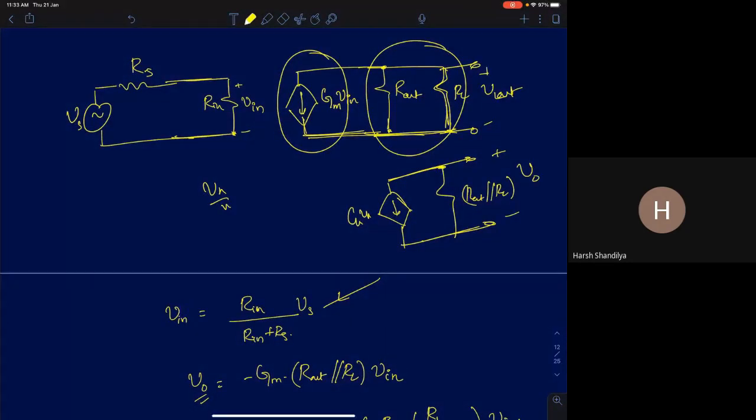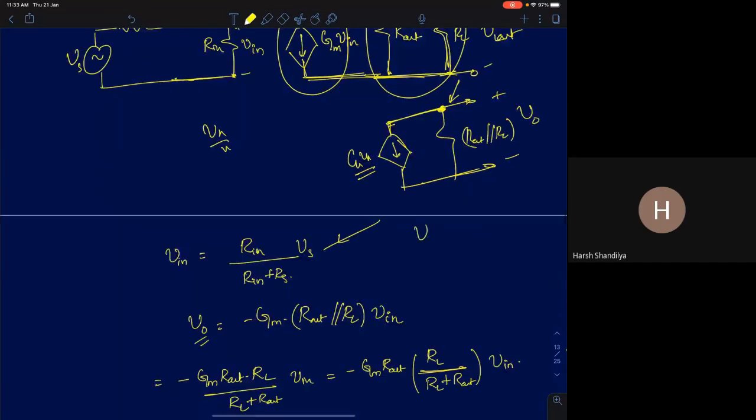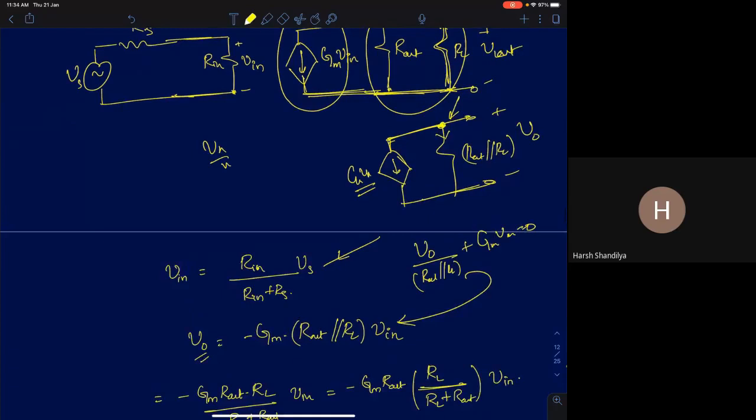So can you directly say what will be the voltage? You can directly do a Thevenin representation and find the open circuit voltage. That's also fine. Or you can apply KCL, Kirchhoff's current law, at this node. So you will get V0 by R out parallel RL, that's the current flowing through this, plus GM times Vin equals 0. From that, you can directly derive this. So your output voltage is minus of GM into R out parallel RL times Vin.